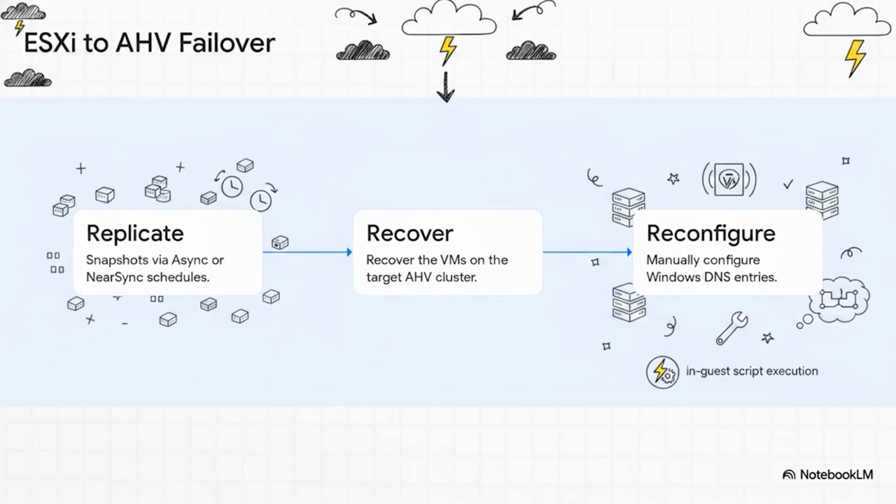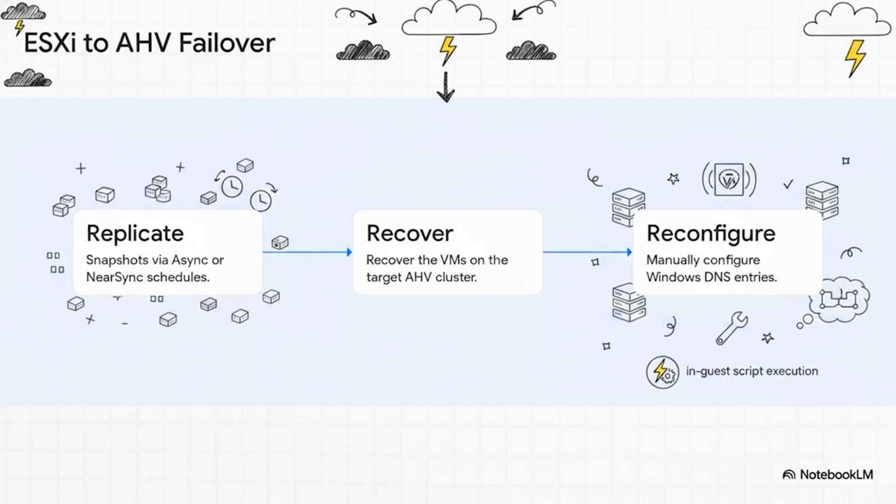Let's walk through a real-world scenario. Imagine you're failing over your on-prem ESXi environment into a Nutanix Cloud AZ that's running AHV. The basic steps are pretty straightforward. You replicate your VM snapshots using either an async or NearSync schedule, and then you simply recover those VMs on the target AHV cluster. Simple enough, right?